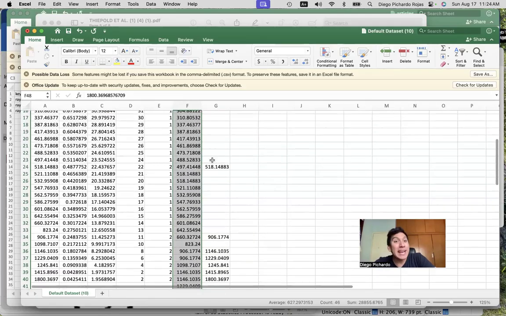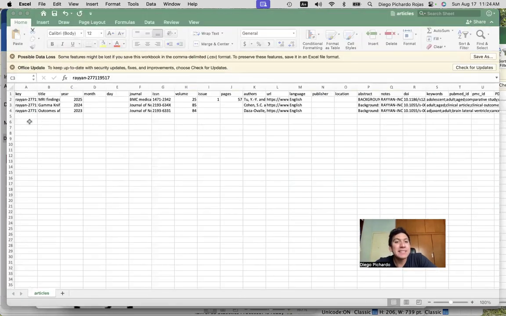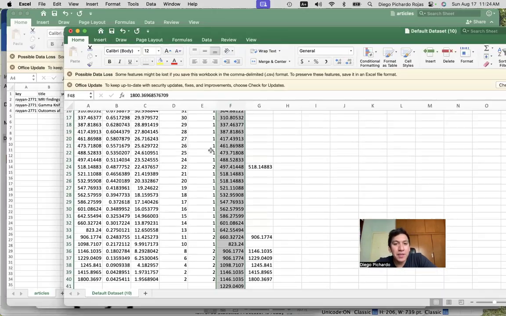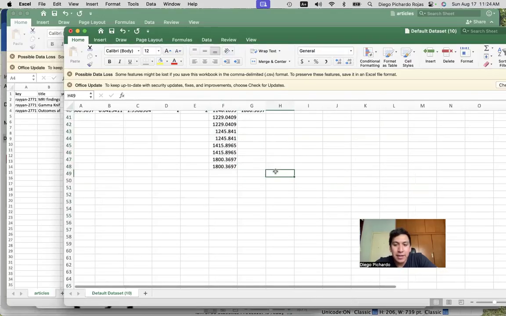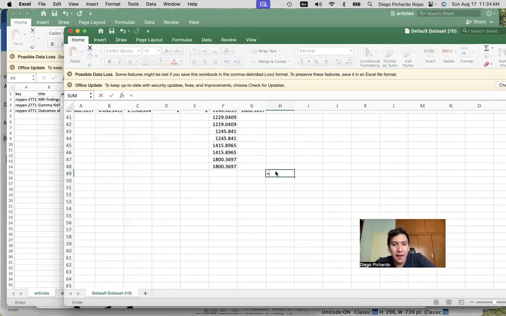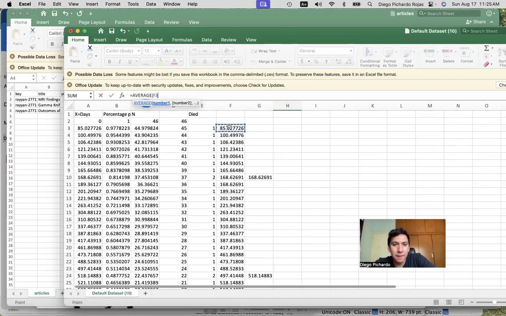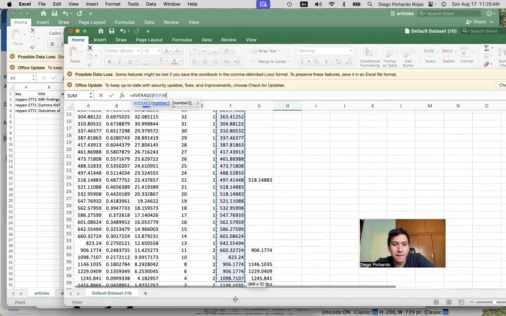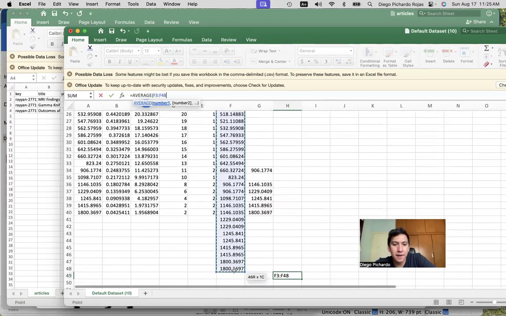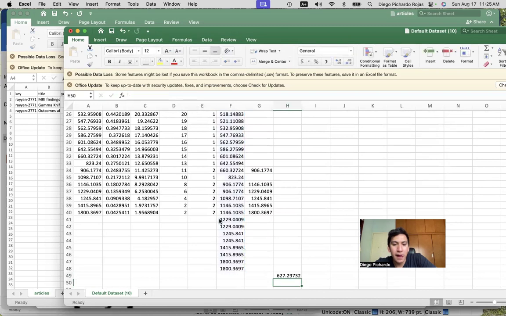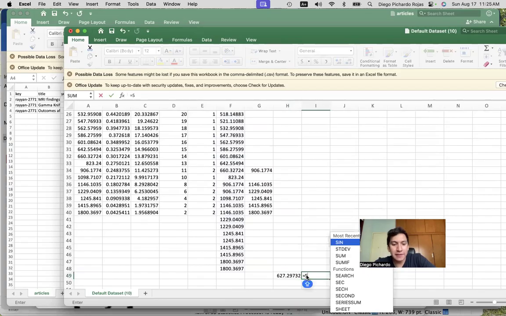So now we can actually get the mean and standard deviation with just a single button. We're just going to put equals mean, oh, I did average, sorry. Average, from here to here. And that's the average. And then we can do equals standard deviation.